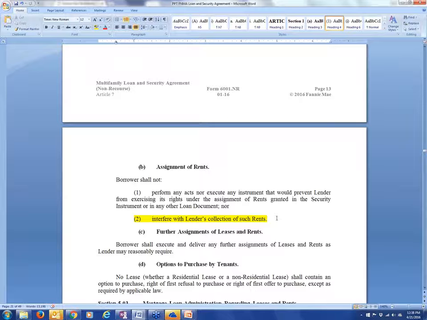If you have an event of default and the bank steps in there and says, hey, we are activating the assignment of rents, and we will collect all the rents. And so they go around to all of the tenants and post in the door, every tenant gets a letter that says, from now on, you are going to pay your rent here and not where you have been paying it. Don't walk into the office anymore and pay it. You must pay it to this bank. And so all of a sudden, your cash flow is gone.